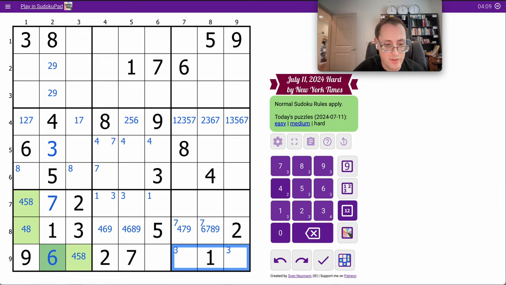2, 6, 7, 9, 1, 2, 6, 7, 9. I need 3, 4, 5, and 8 for row 9. This one sees 3 and 5. It can only be the others. That's 3, 4, 5. This one, unfortunately, looks like any of the 4 remaining digits.